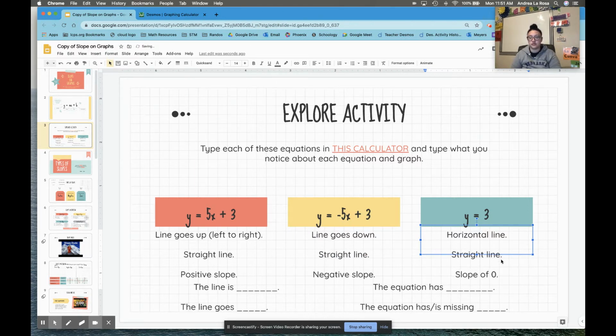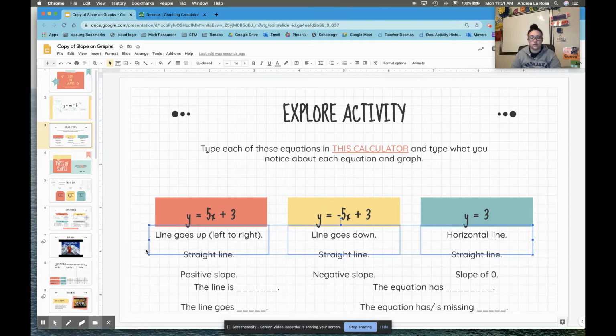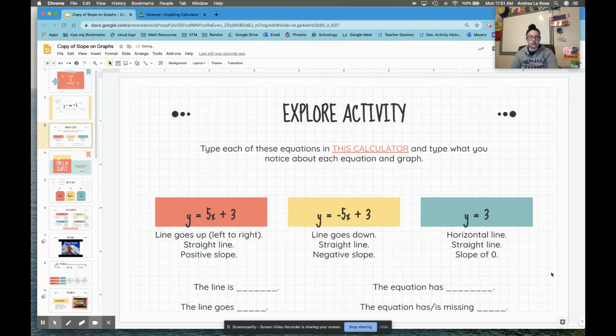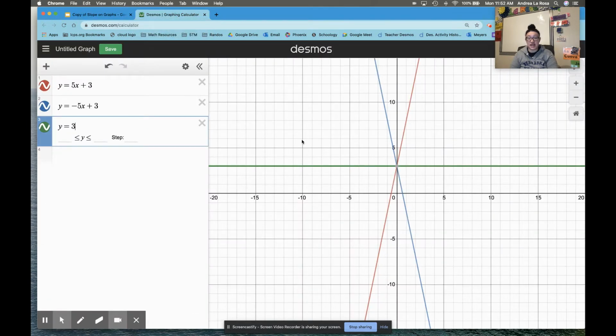Sorry, I need to move that spacing. There we go, so we can see it a little bit better. So whenever we see a positive slope, my line's going to go up. If I see my slope is negative, my line's going to go down. And if I don't have a slope, if I don't have an x, it's just going to be that horizontal line.